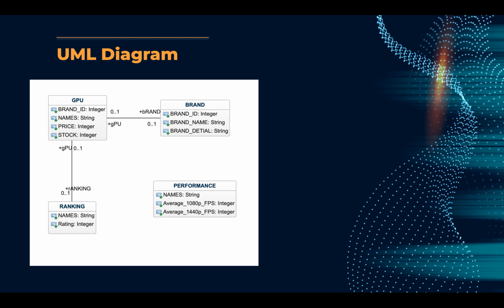So this is my UML diagram. It has 4 tables. The brand table and the ranking table are joined to the GPU table.